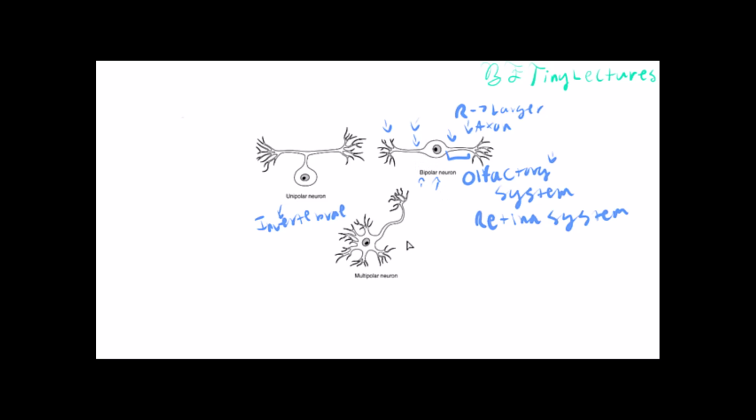And then the rest of the neurons in the body are going to be multipolar. So we have multiple processes and multiple dendrites and only one axon. This axon is larger. It's a larger process than the other ones, and it's going to have your little synapses at the end.